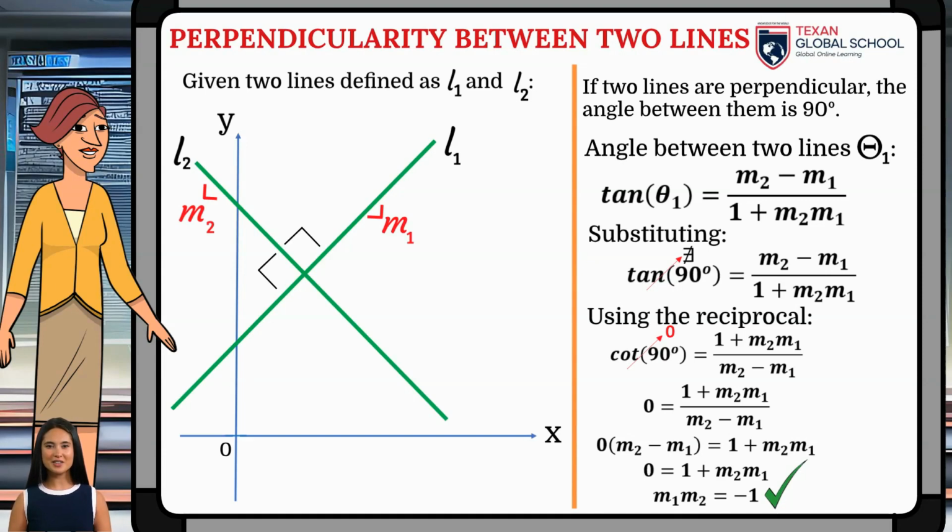Similarly, the denominator is eliminated by multiplying by its multiplicative inverse, or simply, since it is dividing, it multiplies the other member. Therefore, we conclude that two lines are perpendicular if the product of their slopes is equal to -1.